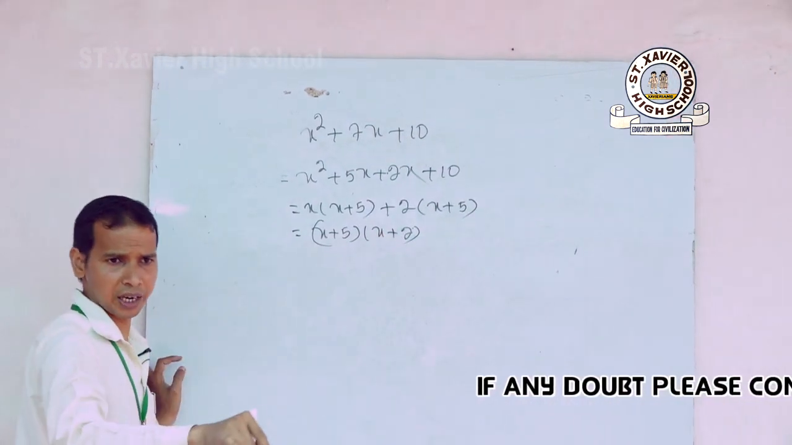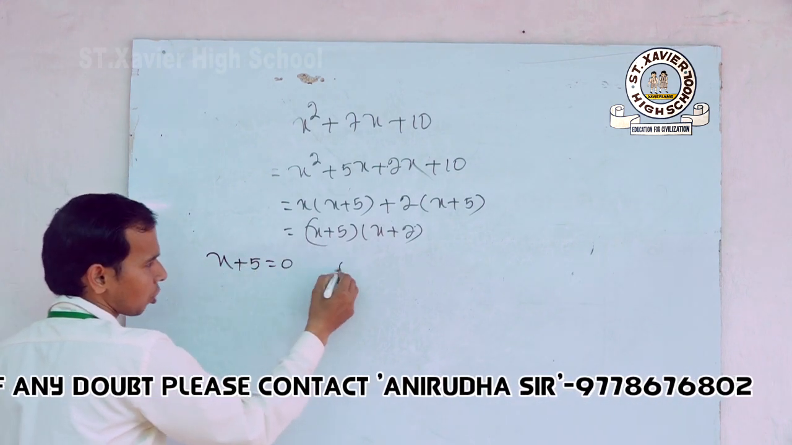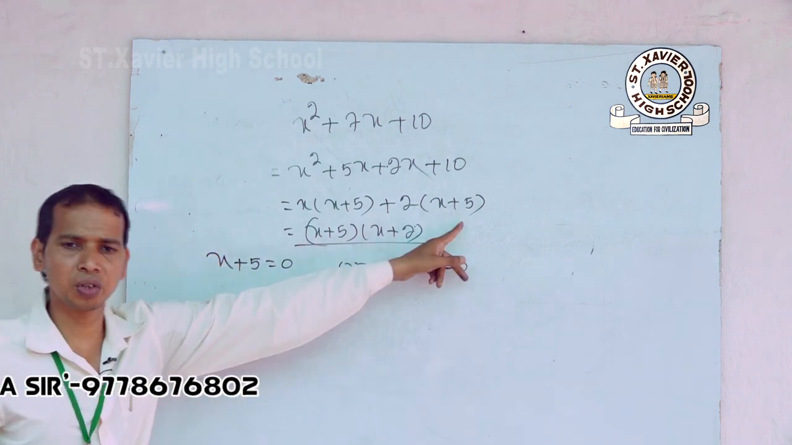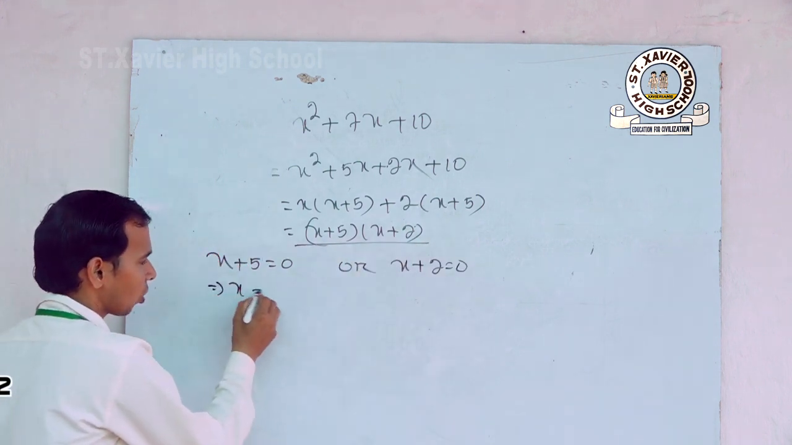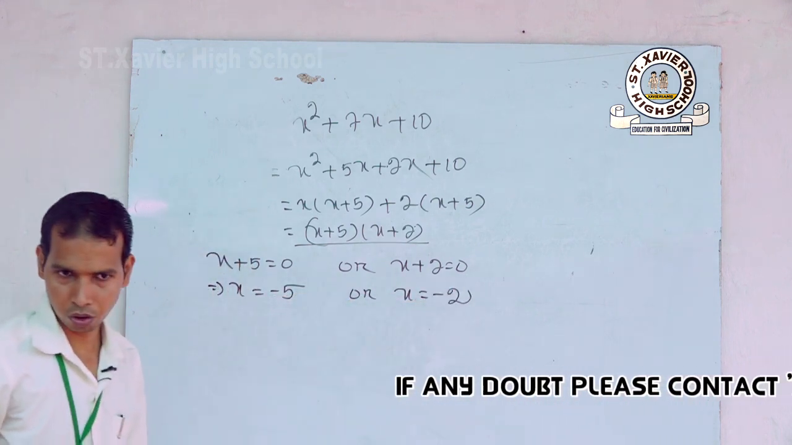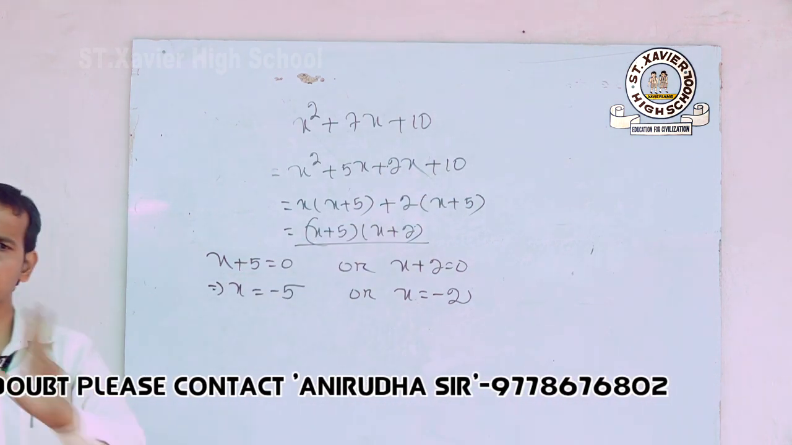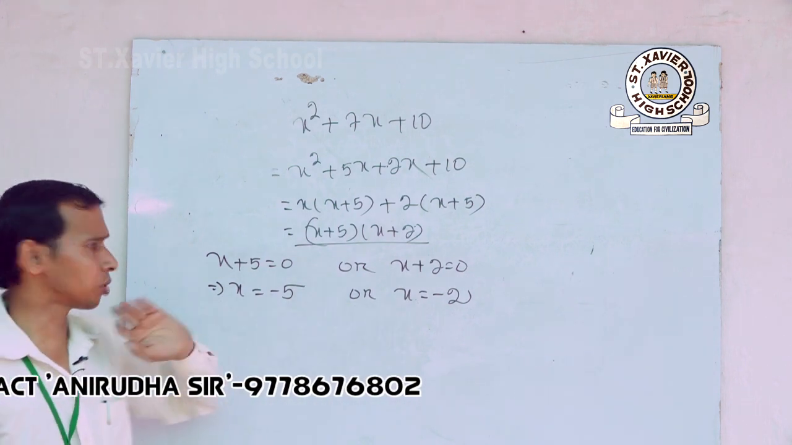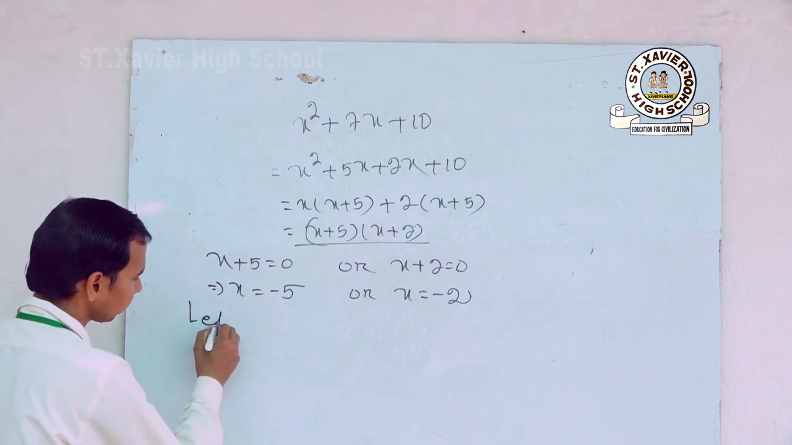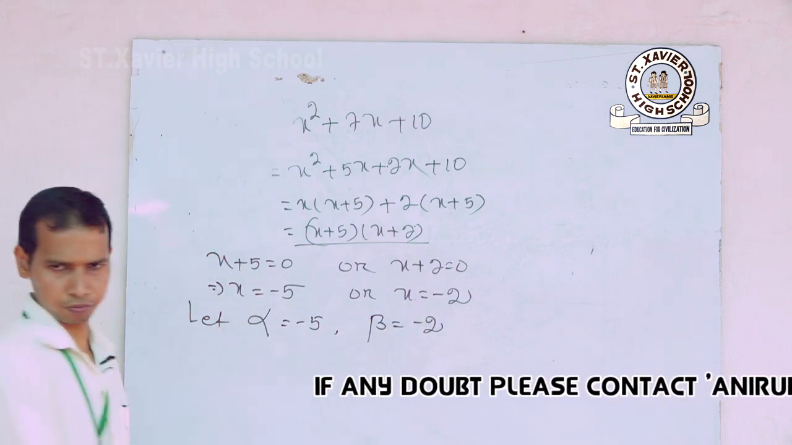As we have to find the zeros, you get x plus 5 equal to 0 or x plus 2 equal to 0. This total value is equal to 0. Now x equals minus 5 or x equals minus 2. So you get two zeros. As it is a quadratic, you already know a quadratic polynomial has two zeros: one is minus 5 and the second is minus 2. So let alpha equal minus 5, beta equal minus 2.